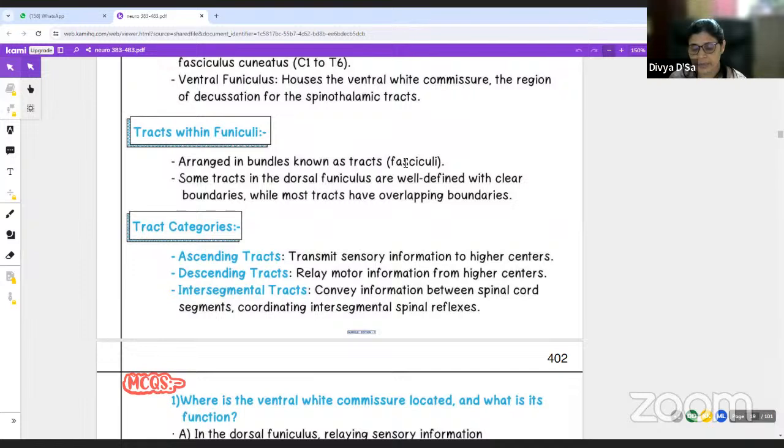So what are the three types of tracts we see? We see the ascending tracts, descending tracts, and intersegmental tracts. Ascending is going up, right? So they're basically carrying the sensory information, whereas the descending tracts relay the motor information, and intersegmental tracts convey information between the spinal segments as well as coordinating the intersegmental spinal reflexes.